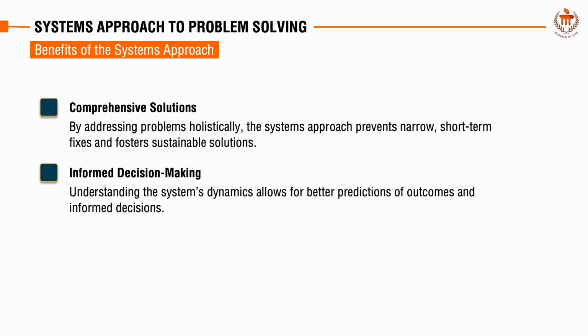Informed decision making. By understanding how all parts of a system interact, decision makers can predict the likely outcomes of their choices more accurately. This helps them make better, more informed decisions based on data and analysis rather than assumptions.